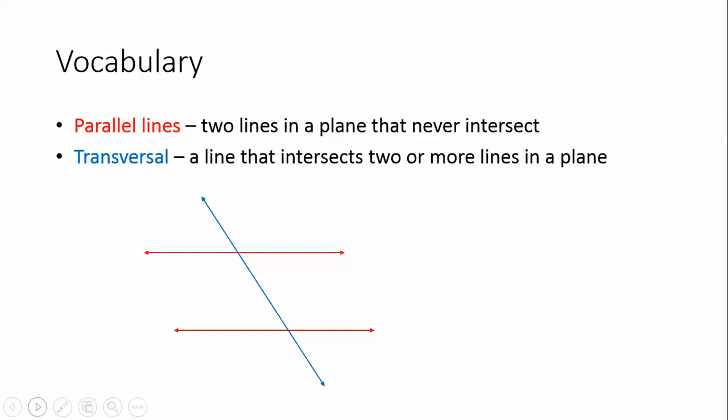A notation that you might see in the future, parallel lines sometimes are drawn with these triangles on them, indicates that those lines are parallel to one another.